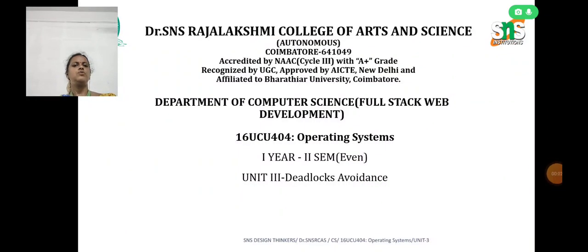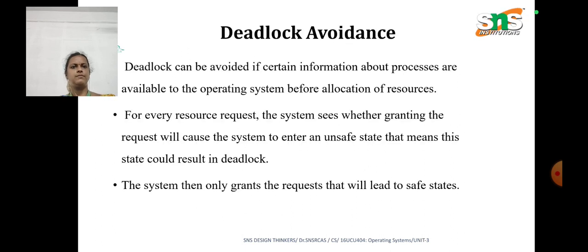Hi everyone. Today we are going to see about operating systems. In operating systems we are going to see about deadlock avoidance. So how can we avoid deadlock?